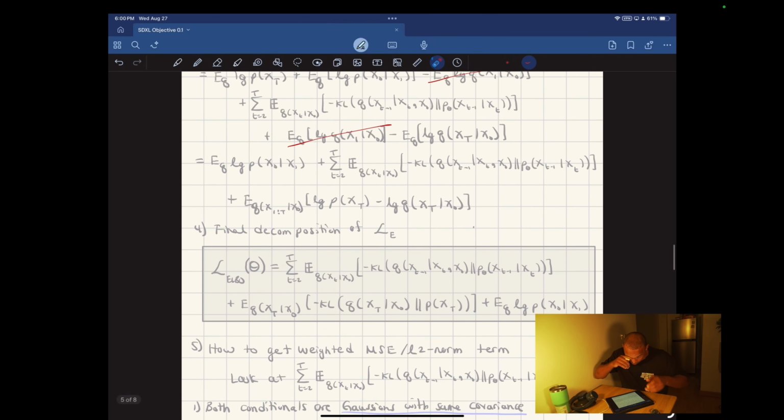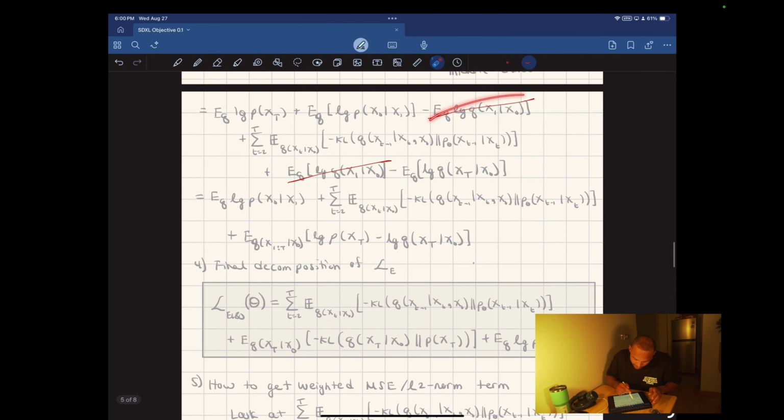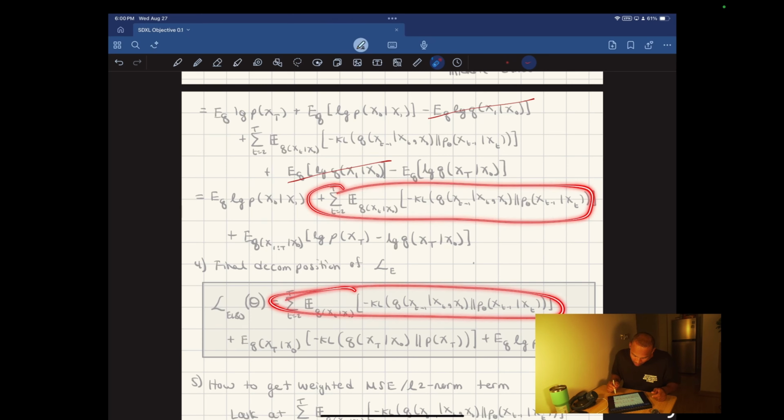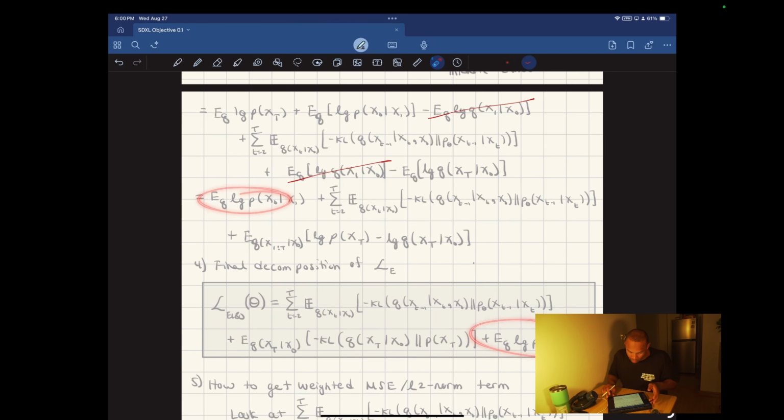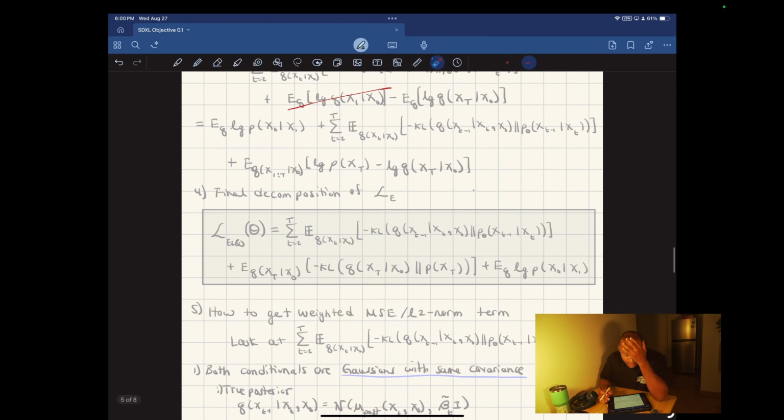Okay. So after we cancel these, we're left with these four terms. And then I group this expectation and this together here, and that becomes this KL divergence right here. And then I just bring this term down here, and I bring this term down here. And this is the general form of the stable diffusion XL loss.